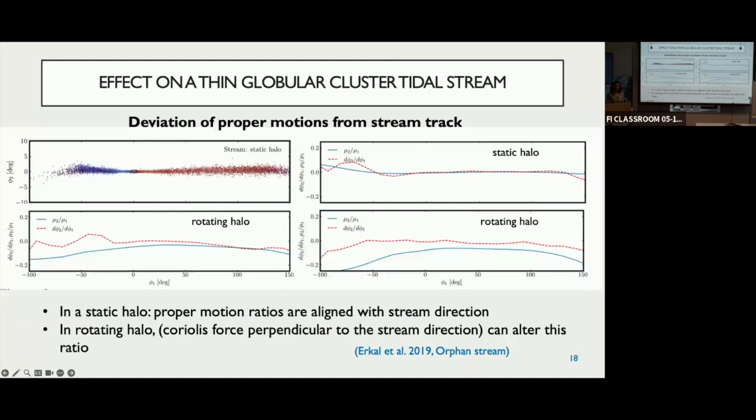Great talk. I had a question about precession. Can there be observational signatures in the tidal stream from precession? Precession of the halo? Yeah.